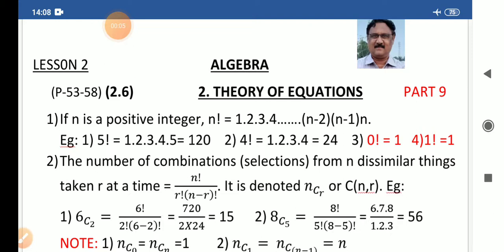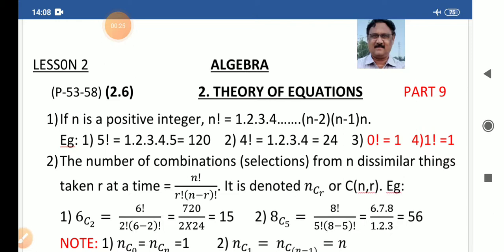Today we discuss the sum of the infinite series by using the binomial theorem. For that, first you need to know about factorial. What is meant by factorial?